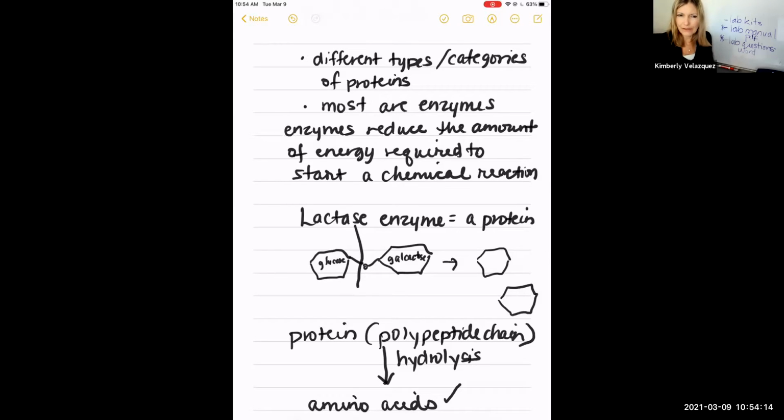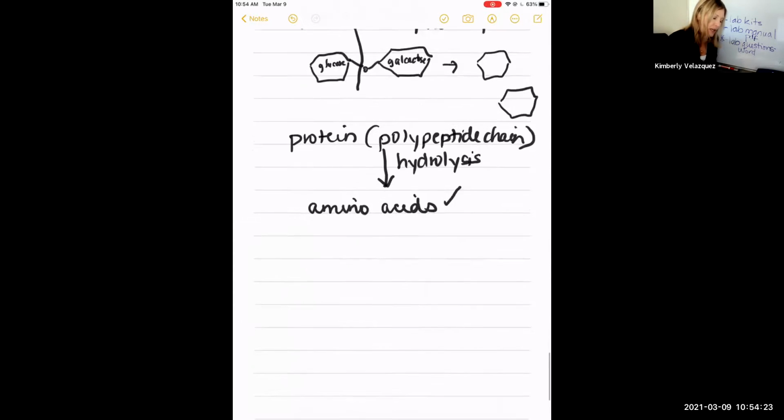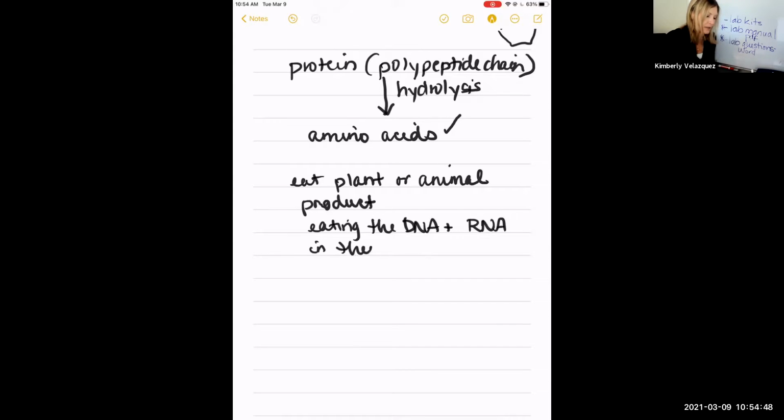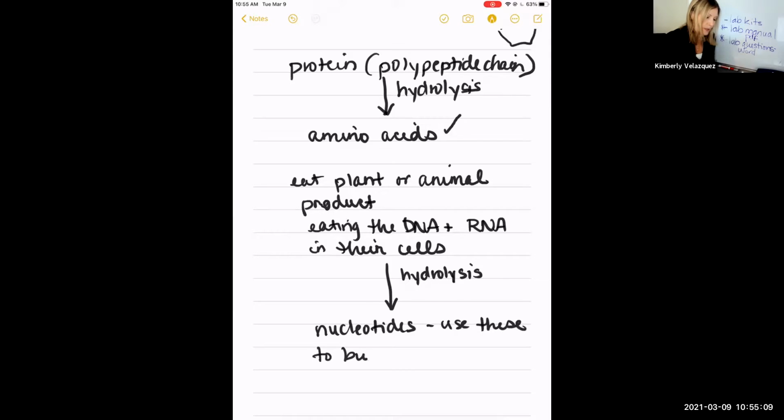When you eat nucleic acids, those are only used to build other nucleic acids. So when you eat real food, you're eating a plant or an animal product. And in those plants and animals, you are eating the DNA and the RNA in their cells. And remember, those are chains of nucleotides. So through hydrolysis, you break that down into nucleotides. And we use those to build our DNA and RNA.